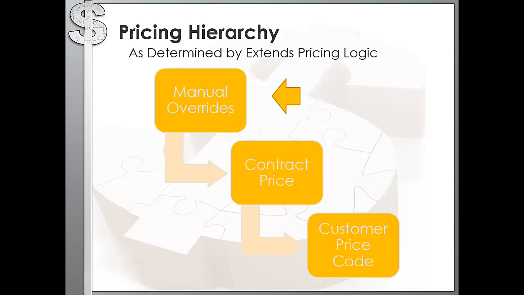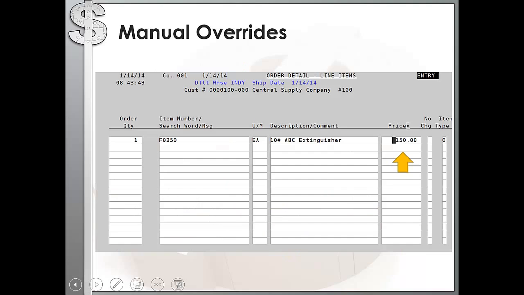When we talk about manual overrides, normally we're talking about someone keying a price into order entry. When they do that, the price they've keyed in trumps all the other prices. Likely the price was something different, something non-standard, otherwise the system would have populated the price for you. So with this being said, manual overrides are fairly easy to understand, and they fall at the very top of our hierarchy.